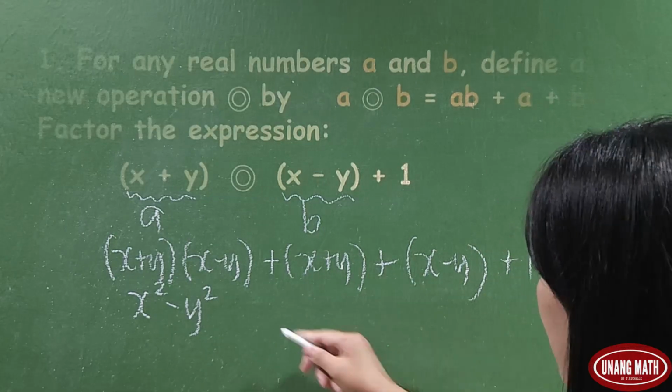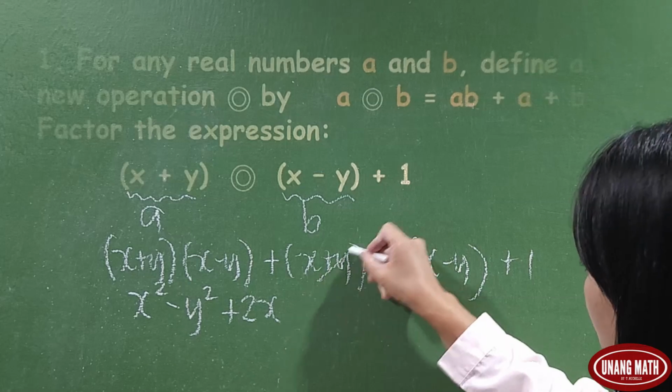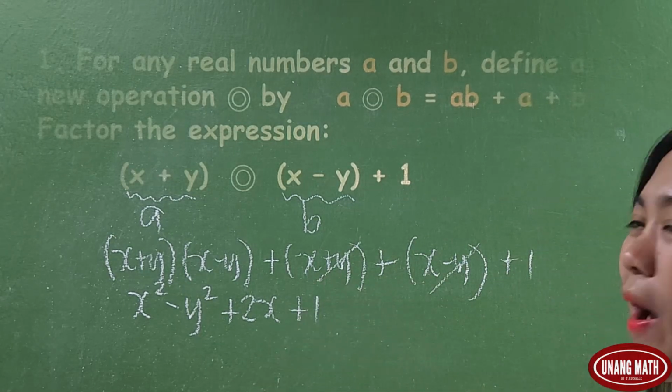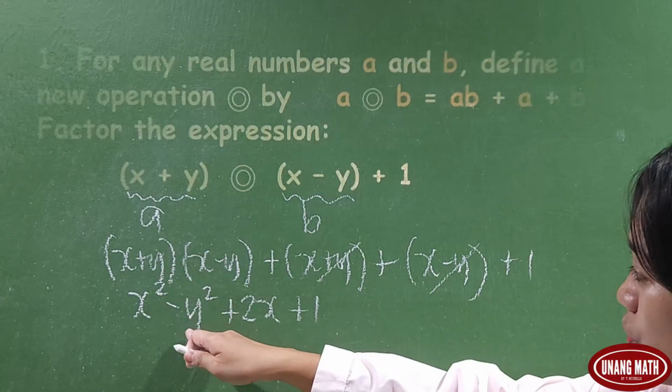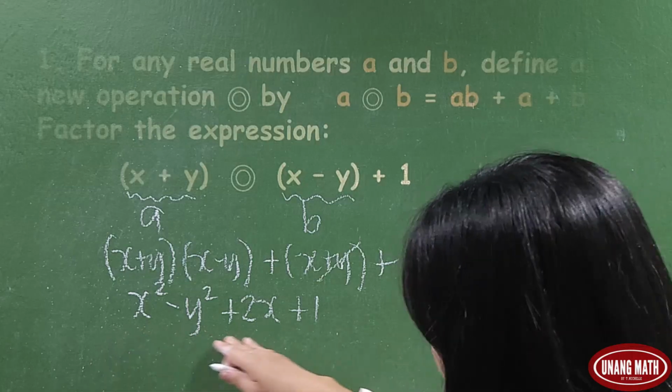X plus x, we can get here 2x. Y minus y, so it means this will be cancelled. And we have here plus 1. X squared minus y squared plus 2x plus 1. We have here 4 terms.